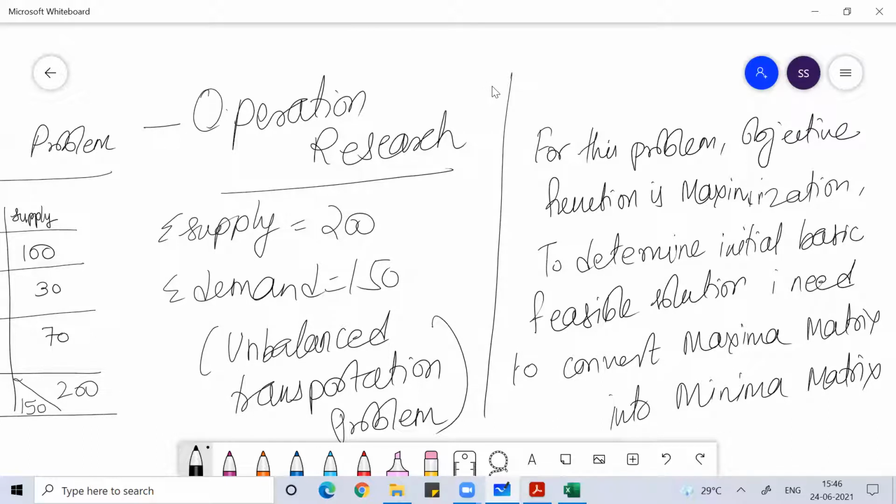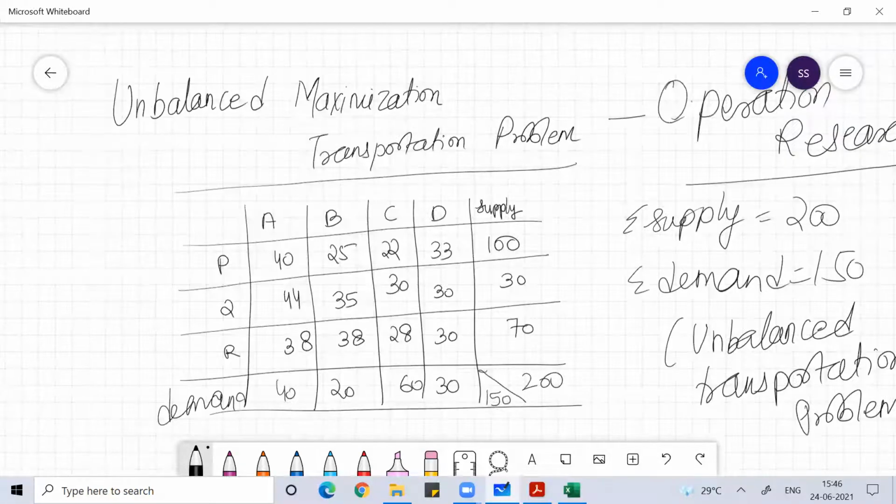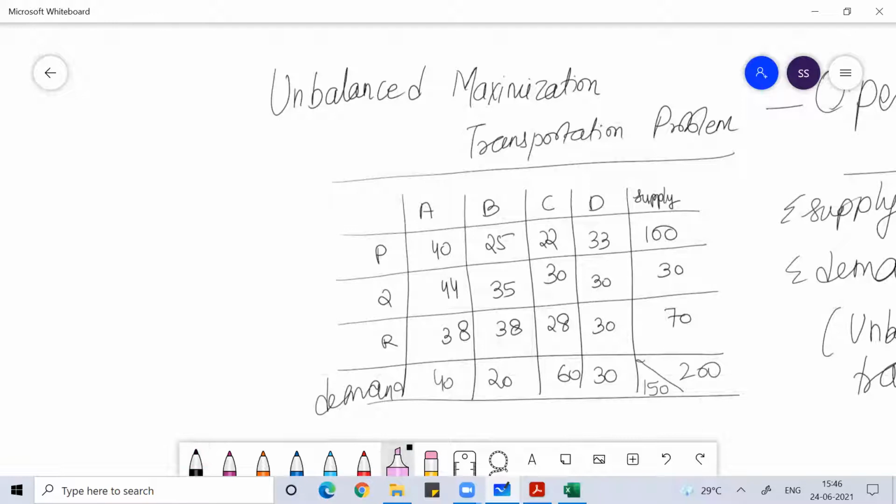What you need to do is figure out the element which is maximum here. Yesterday, I believe you remember, we did the problem to convert the maximum matrix problem into a minima matrix problem. So out of all the elements, you have to find the value which is maximal here.